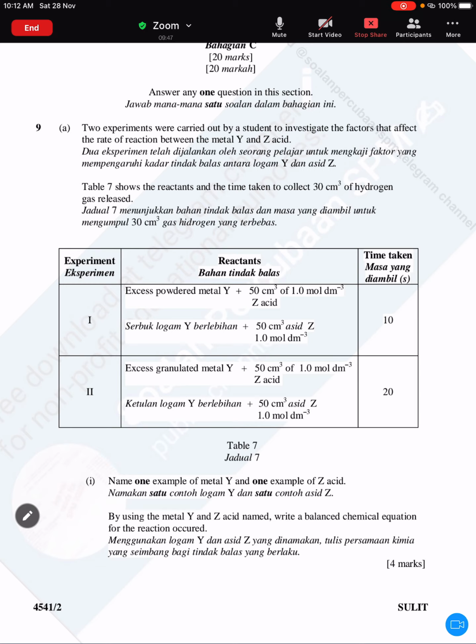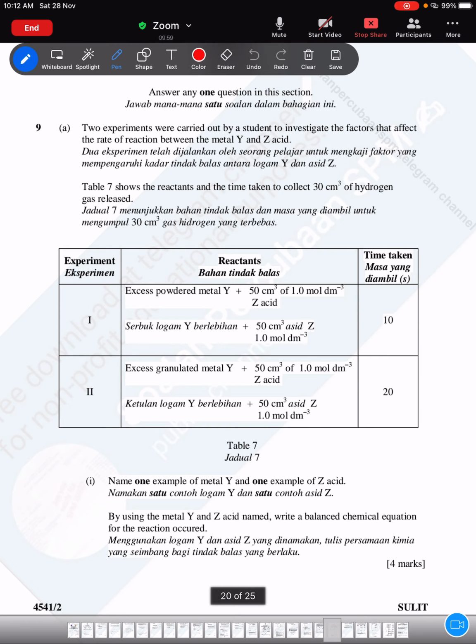Let's look at the experiment itself. Two experiments will be carried out by a student to investigate a factor that affects the rate of reaction. Oh, this question, by just knowing this, automatically I know this question is related to rate of reaction. Therefore, guys, I'm going to do some revision on the rate of reaction. Are you ready?